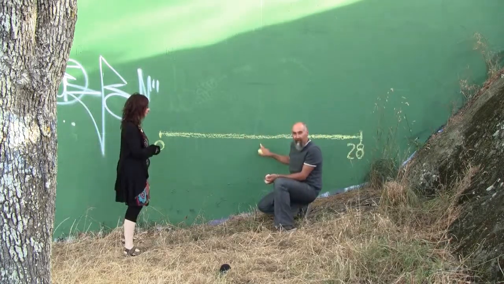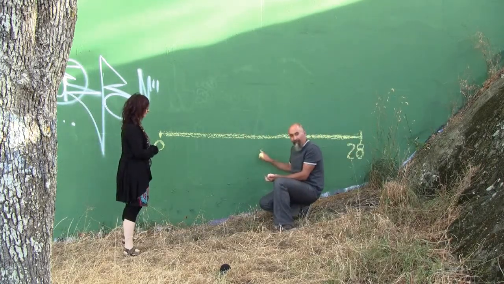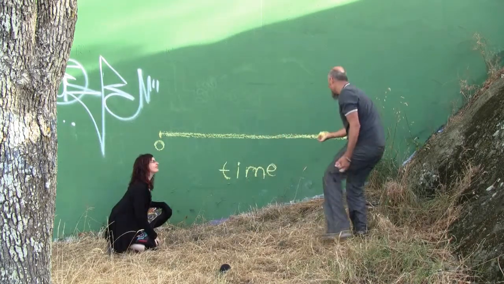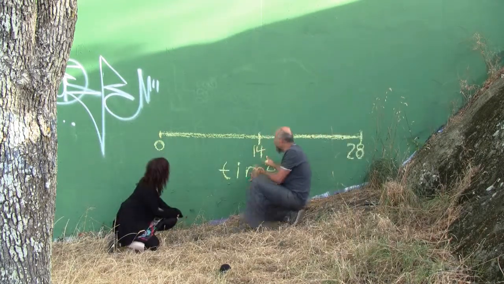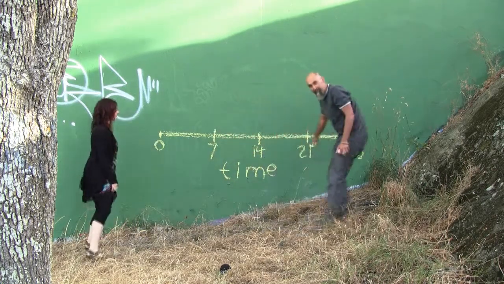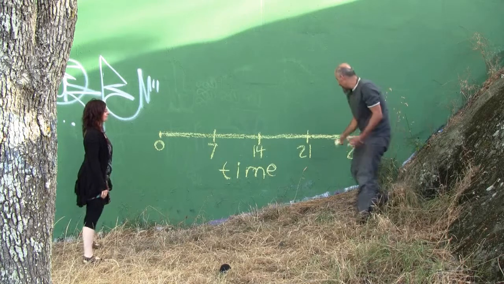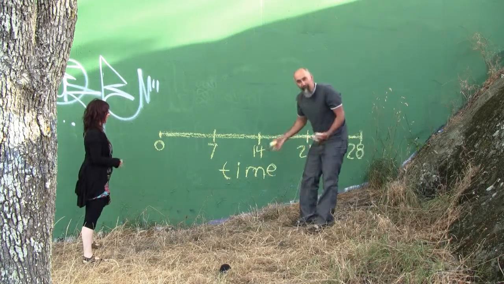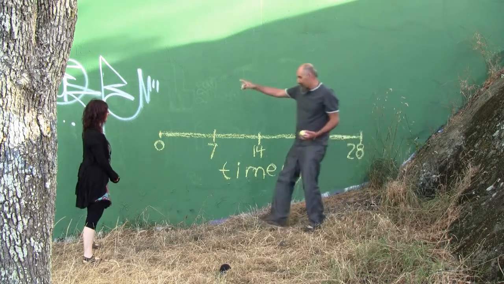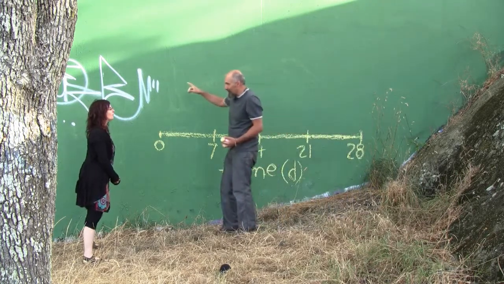So this is now our x-axis, and our x-axis is time. We're going to try to cut this in half. So that's 14 days, 7 days, 21 days. That's 4 weeks: 1 week, 2 weeks, 3 weeks, 4 weeks. So this is time, and our time is in days. What are we going to do with our y-axis? What are we going to call this?